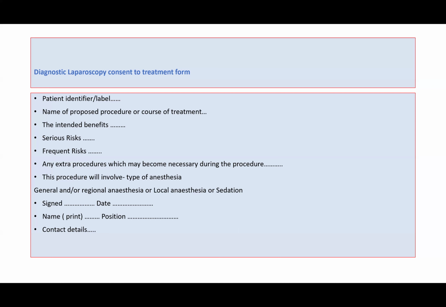And first of all, we have to write the patient identification detail. Your name, NHS number, date of birth would be there, and then after that the name of proposed procedure or course of treatment. As you told me that it is the keyhole surgery, and that is the diagnostic laparoscopy. So let me explain that to you. Keyhole surgery is where a cut is given in the tummy through the tummy button to look inside the tummy, and we look around, and if any pathology is found, then sometimes it can be treated as well, but before that your consent would be taken.